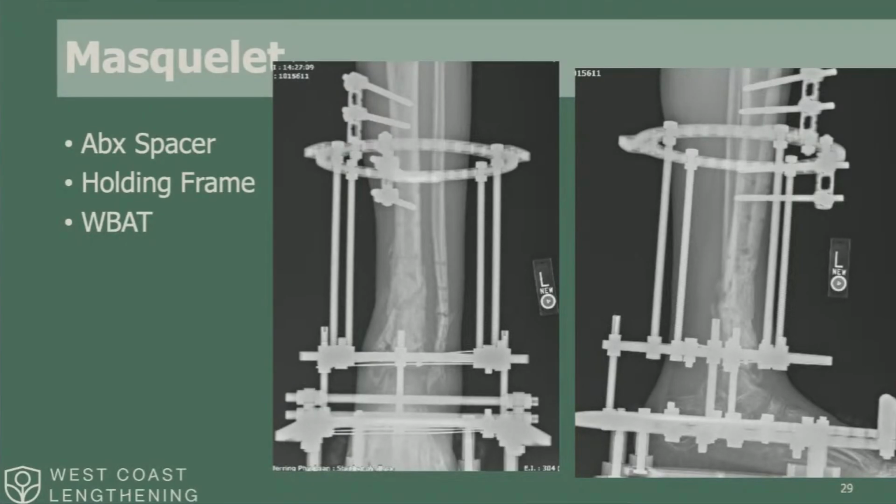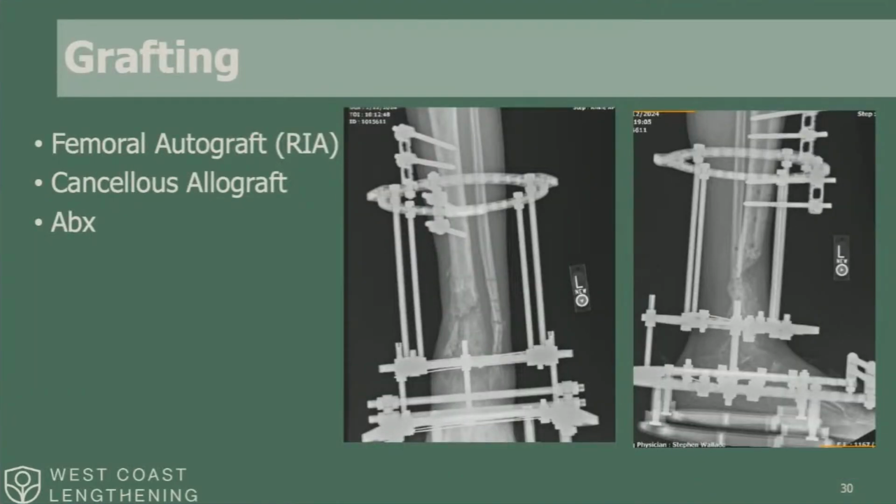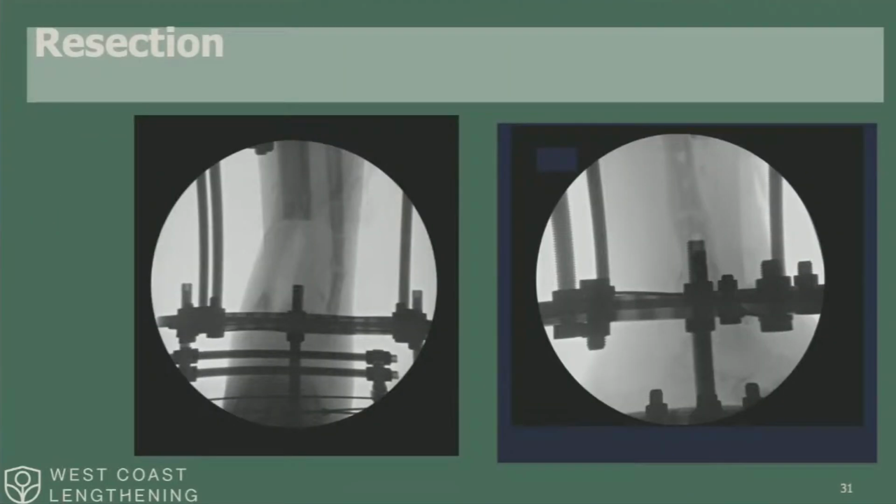But this frame, like I said, very powerful. He's weight bearing tolerated throughout this process. Walking with a cane because there's some height differences. But overall, you know, pain very reasonable. But anyway, he ate through his graft, and so failed, and so we had to do a bigger resection, and then this is where we started to transport.